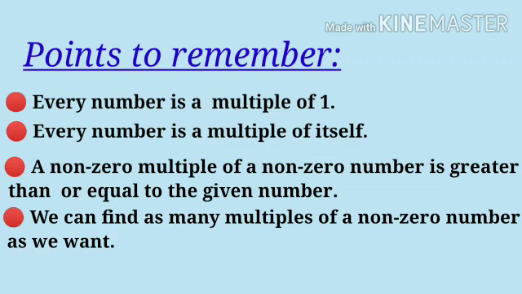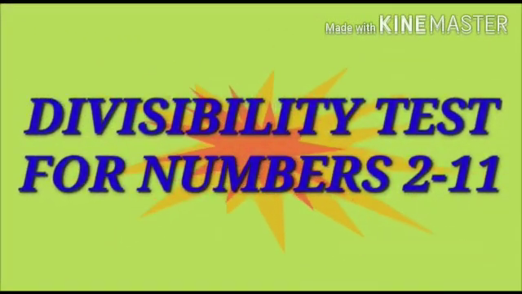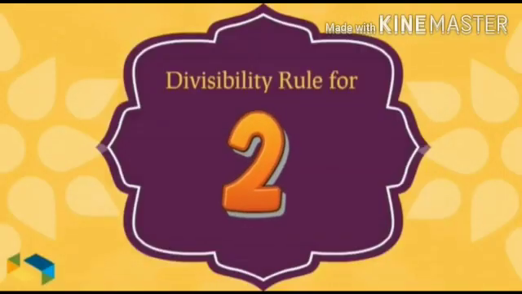Next point is we can find as many multiples of a non-zero number as we want. It means that the number of multiples is what? Infinite. Clear? And next is 0 is a multiple of every number. Clear? Okay. Now let us learn divisibility tests for numbers 2 to 11.